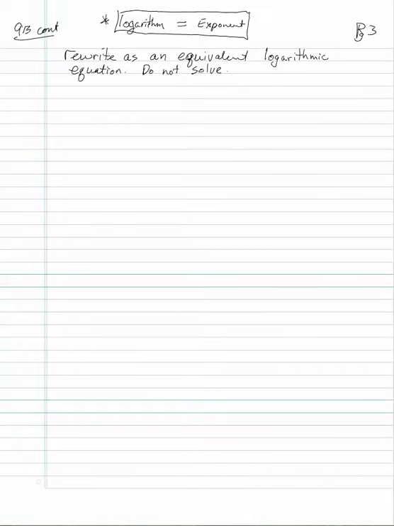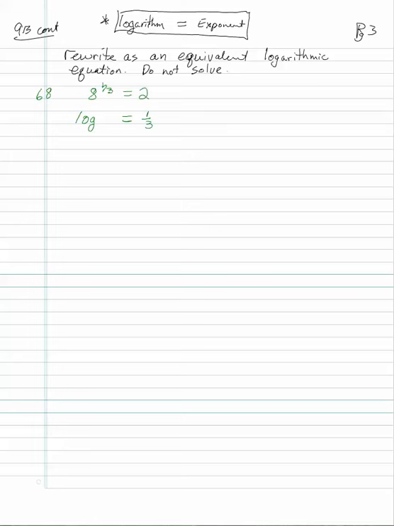Okay, so now we're going to go the other direction. We're going to take exponential form of an equation and write it in logarithmic form. So number 68, 8 to the 1/3 equals 2. So remember, logarithm equals the exponent. So the exponent goes over here.